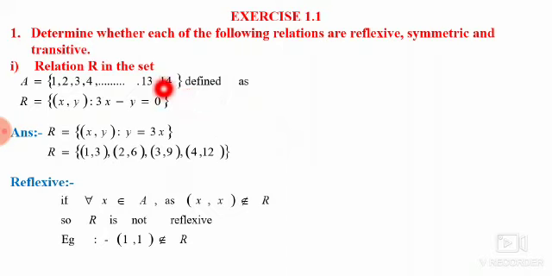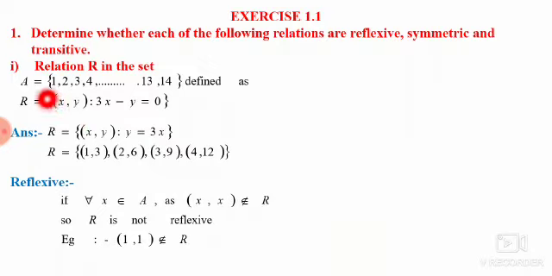This relation R in the set A is defined as R equal to the set containing the ordered pairs (x, y), such that the relation between x and y is given as 3x minus y equals 0. We have to determine whether this relation R in the given set A is reflexive, symmetric and transitive. Now let me begin with the solution of this problem.